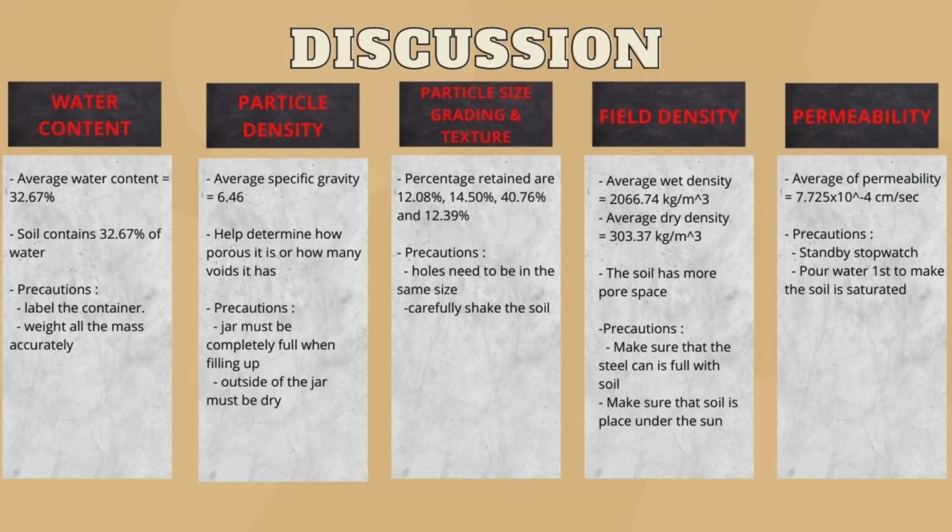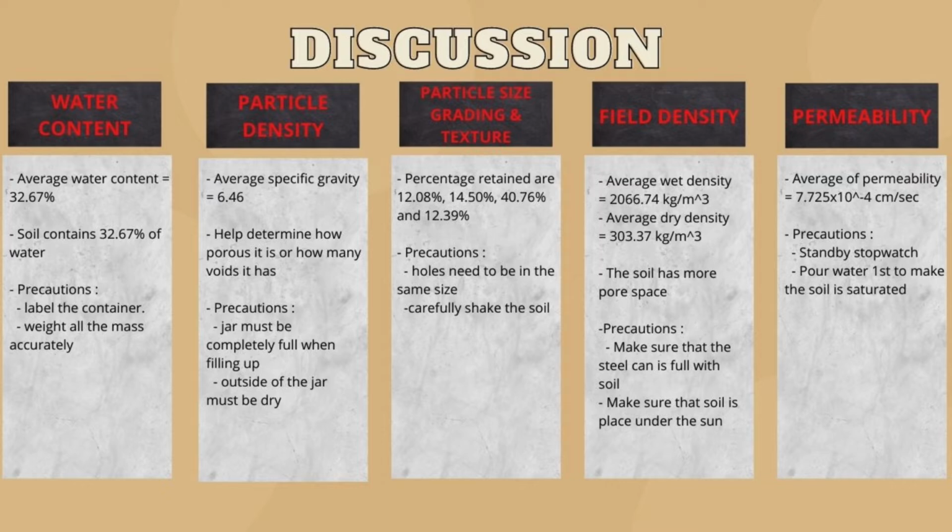Next is for the particle size grading and texture. The percentage retained are 12.08%, 14.50%, 40.76%, and 12.39%. For the precaution, first, holes need to be in the same size, and carefully shake the soil to avoid the soil from spreading out.